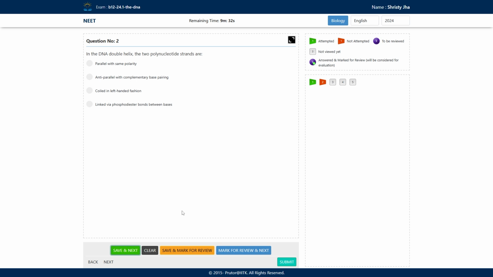Second question says, in the DNA double helix, the two polynucleotide strands are. So in a DNA double helix, the two polynucleotide strands are like what? Are they parallel with same polarity? No. They are anti-parallel with complementary base pairing. Means if one runs 5' to 3', then the other will be 3' to 5'.